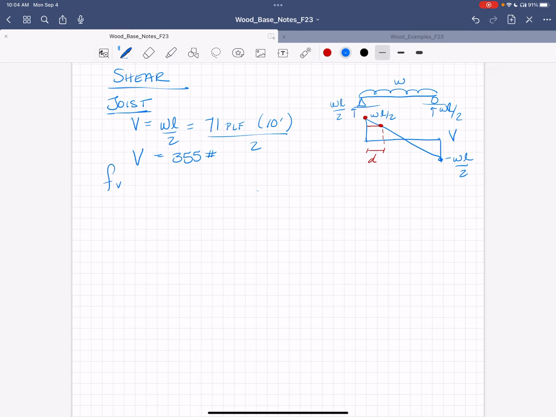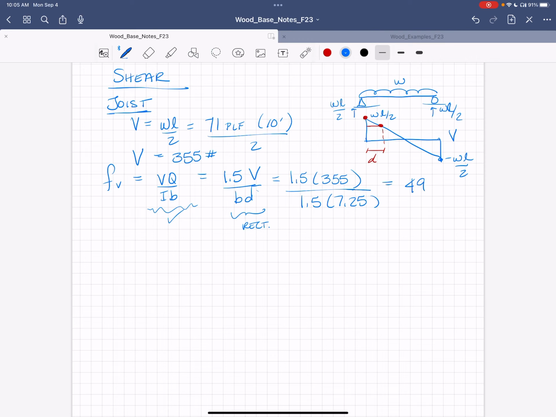So my shear stress, the demand side, VQ over IB equals 1.5 V over BD. Okay, you don't have to write this part out if you don't want to, because you can solve this. This is always true. This is the rectangular version. So just remember that if you're not going to write out that part of the equation. 1.5 times 355 divided by 1.5 times 7.25 for BD, and I get 49 PSI.